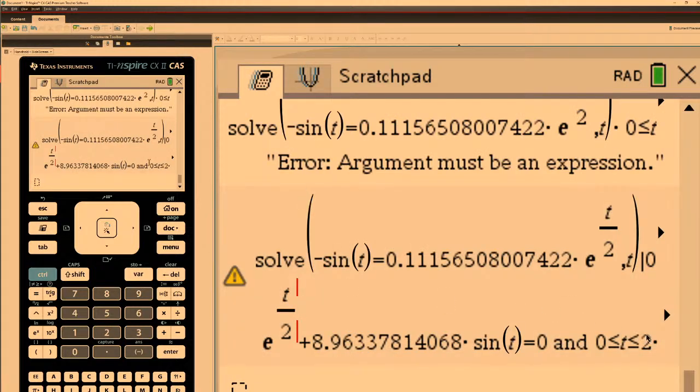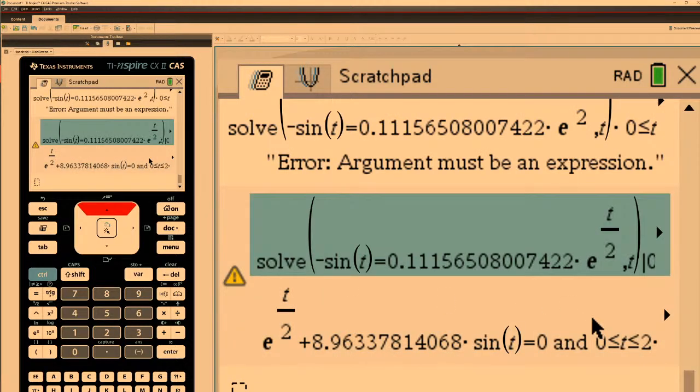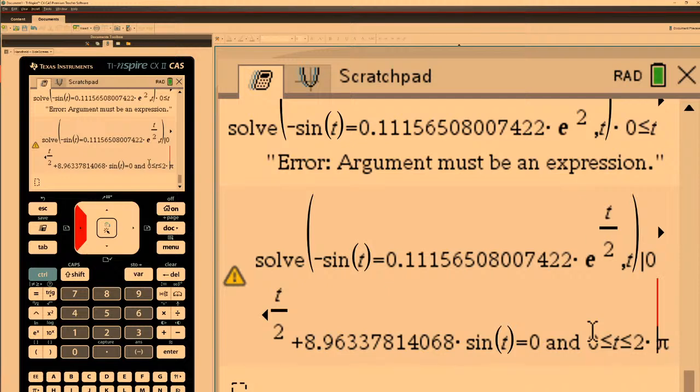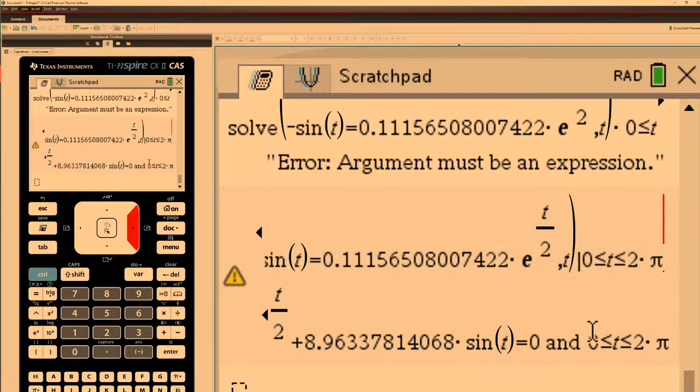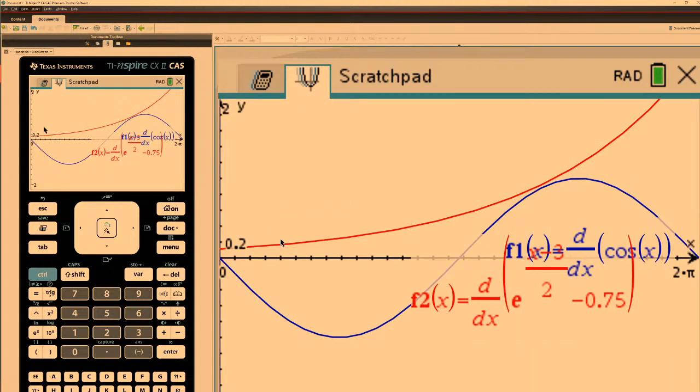Now when I come back here, I am getting something kind of weird with this. Not quite sure why it's trying to do something, but the graph is going to be the real key where we see this and they never cross. So our answer here would be 0.